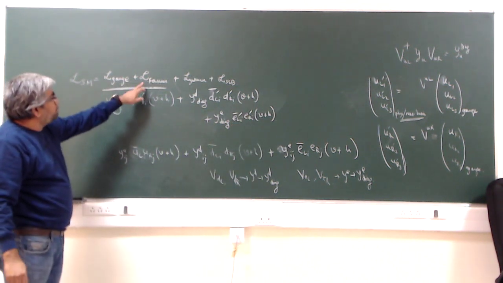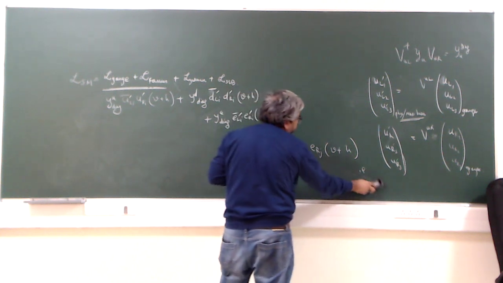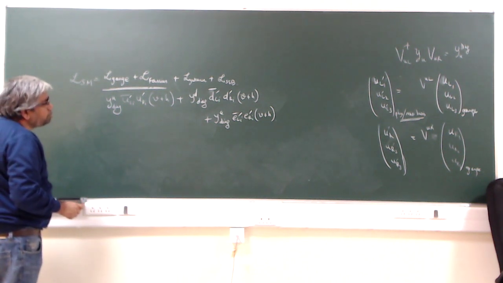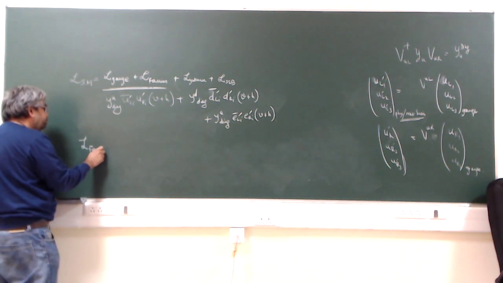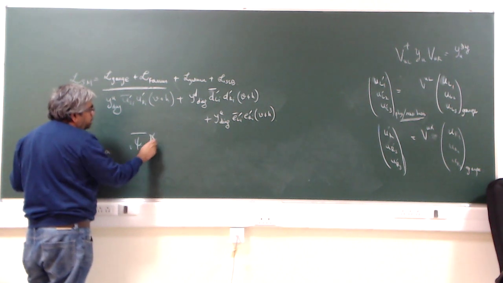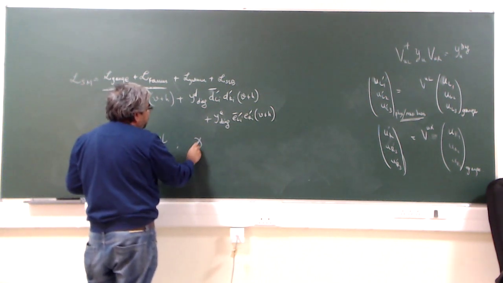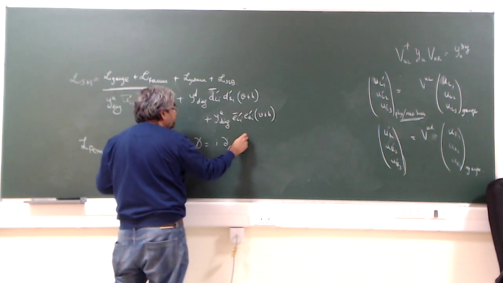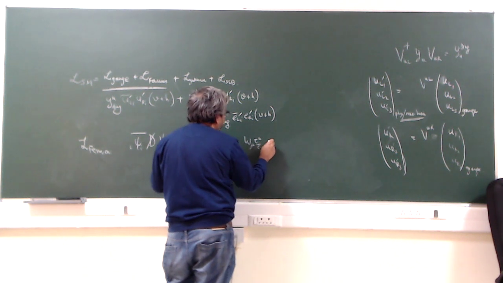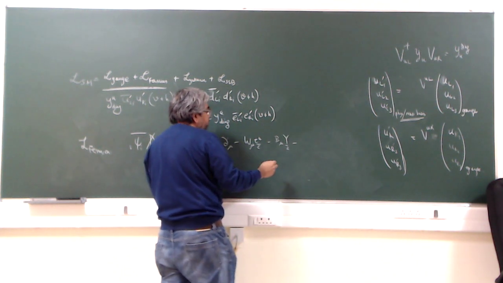Now I do the same, let's go back to the fermion Lagrangian. I just generally wrote it as psi bar i D slash psi. That's all. Where D slash is equal to i del mu, W mu a tau a by 2, and then B mu Y by 2, and of course there is the gluon interaction.